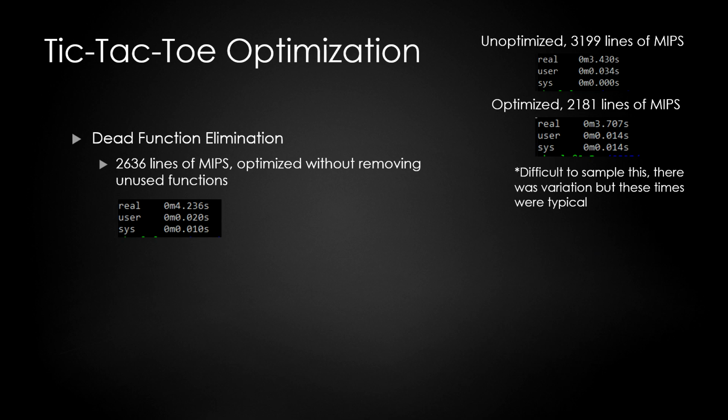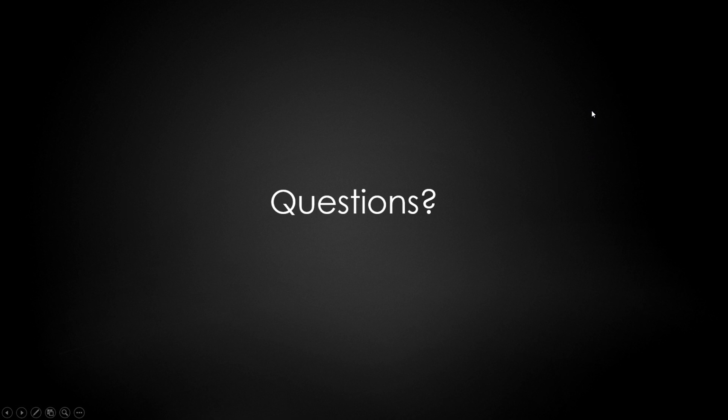Dead function elimination is essentially, I was trying to make a different version of the AI using the minimax algorithm. I didn't quite get it working, but I left the code there. But it's now uncalled code, and I can just remove it. It's gone. I don't need to generate MIPS for code that's never going to run. And I got the size down to basically a third after all of that. Any questions?